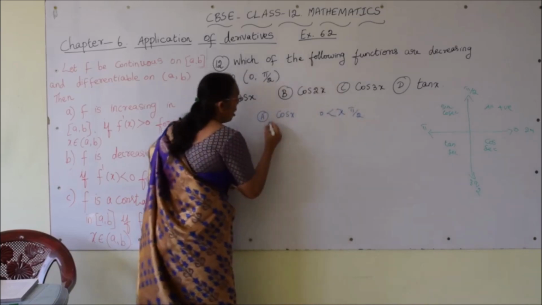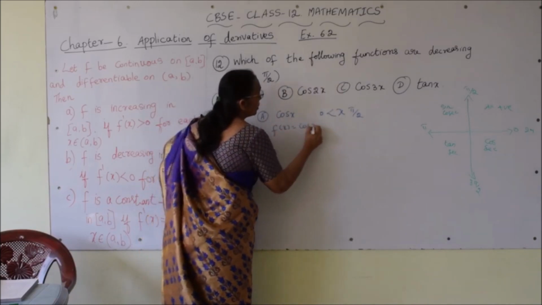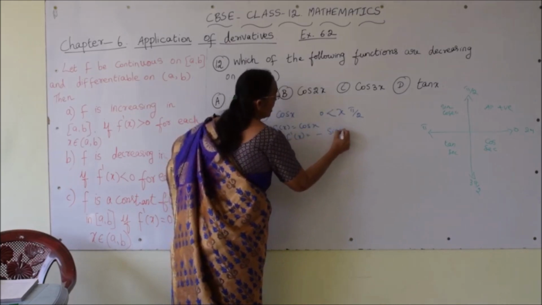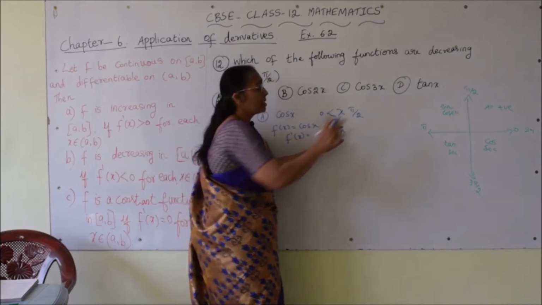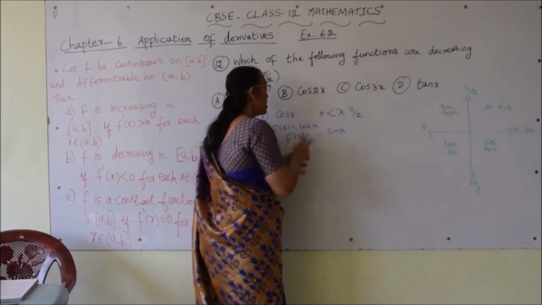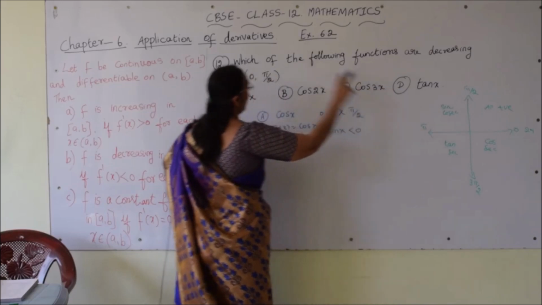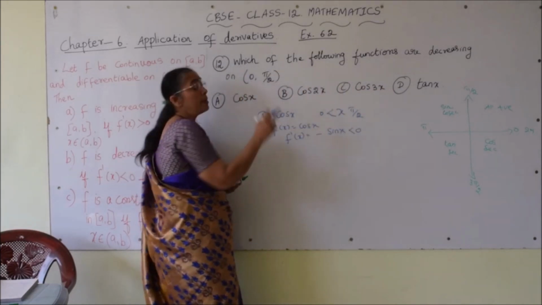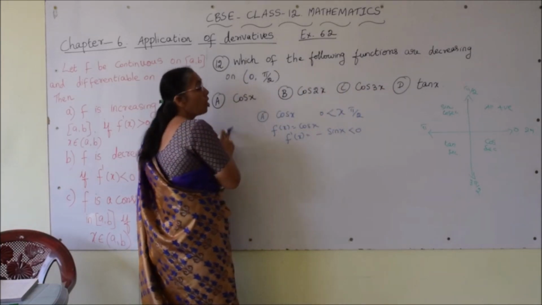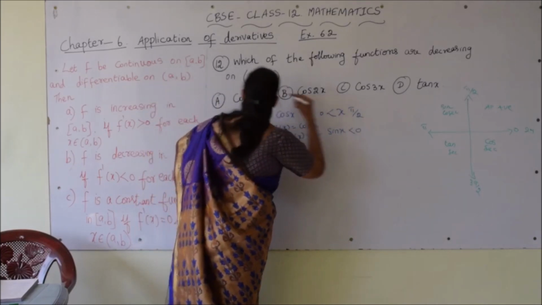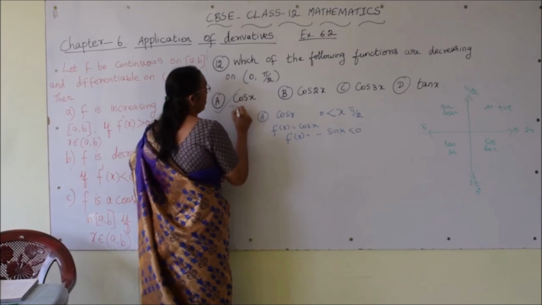Now f of x is cos x. Therefore f dash of x, the differentiation of cos x, is minus sin x. So sin x is positive, and since it is minus sin x, this is less than 0. So in the first quadrant, that is in the interval when x is between 0 to pi by 2, cos x is a decreasing function. The first one, A, is a decreasing function.